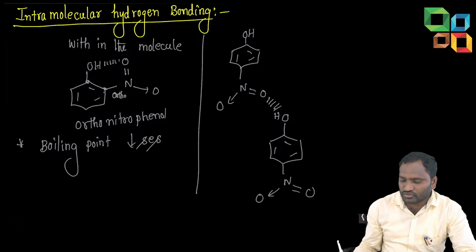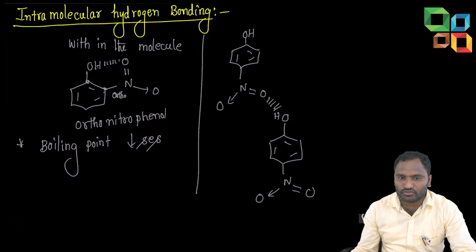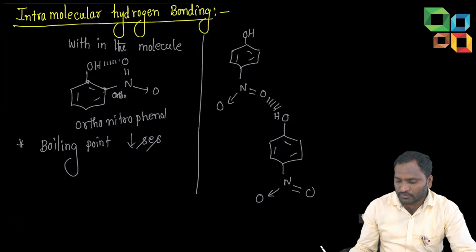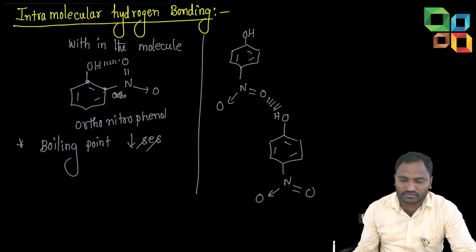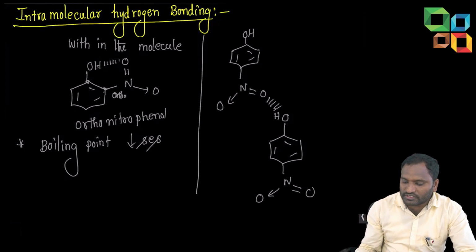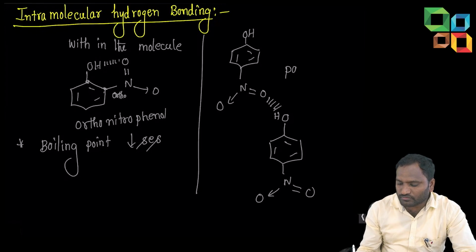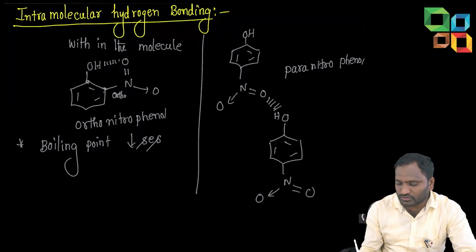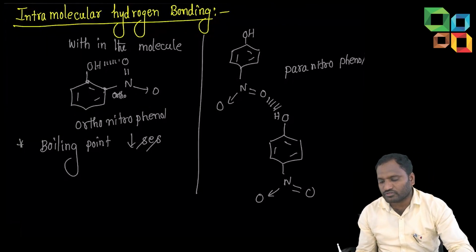Like this, it is increasing in surface area. If you observe the molecules properly, you can understand easily. Like this, it will continue as a long chain. So this is called paranitrophenol. These are isomers only. Paranitrophenol: the para position has the nitro group. Here, the ortho position has the nitro group.